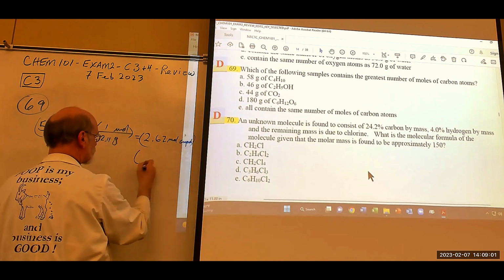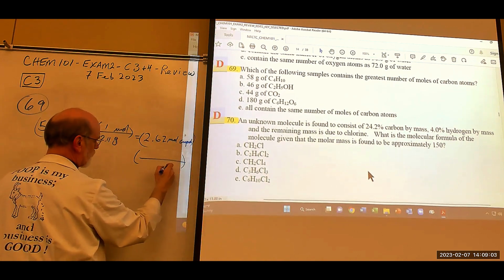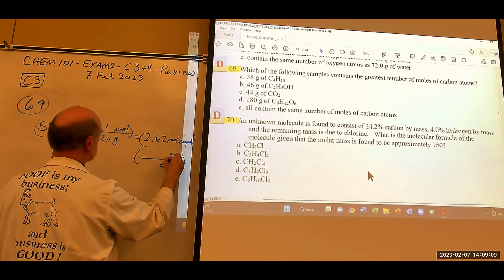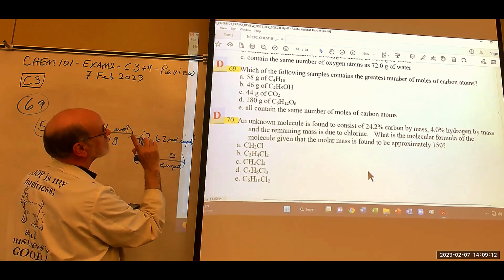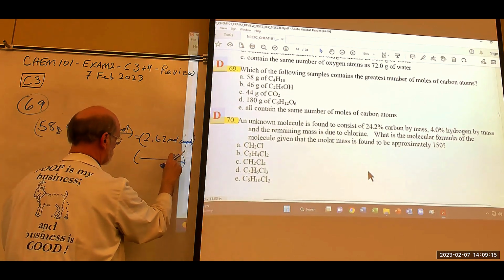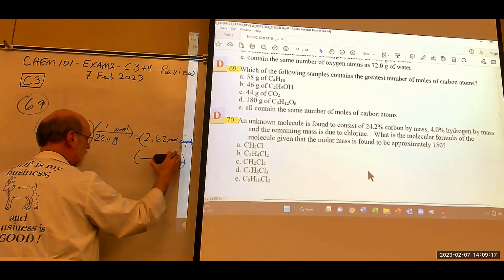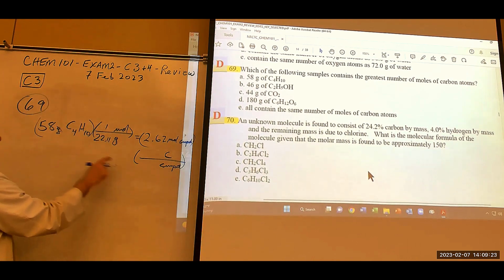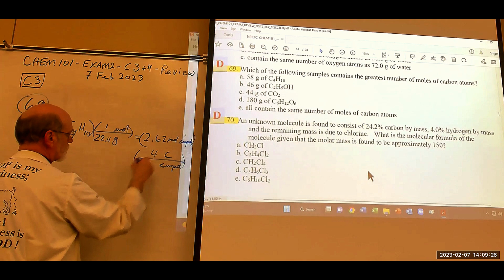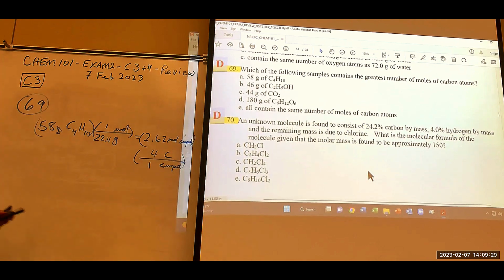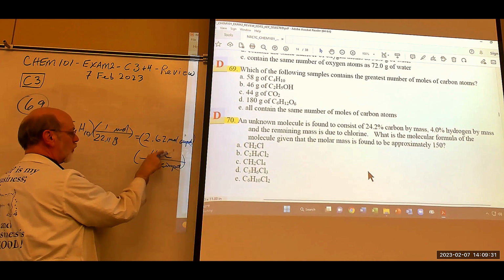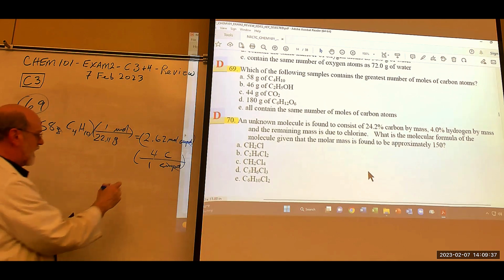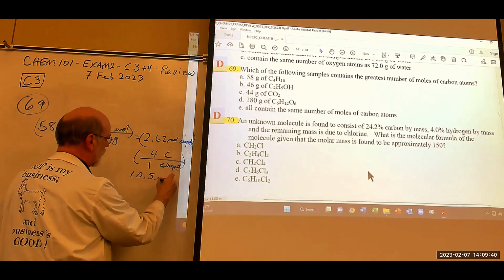Then you have to multiply this and get rid of the compound and leave you with moles of carbon. And the ratio is, for every 1 compound, you have 4 carbons. Okay? So the compounds cancel. 4 times 2.62 is 10.5 moles of carbon.